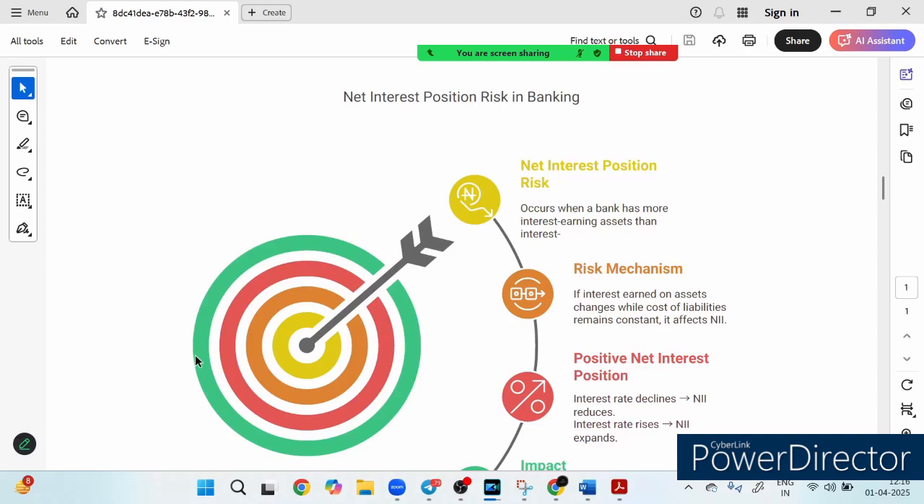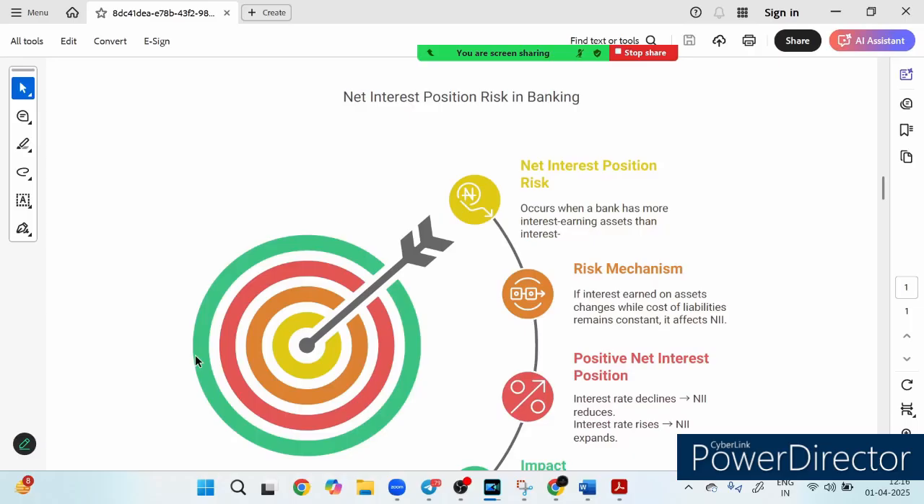That is net interest position risk. What is the meaning of this NIP? Basically, if we talk about the NIP, net interest position risk, have you ever wondered how banks manage their earnings in a world of fluctuating interest rates? So what is NIP? Banks earn interest on loans and investments but pay interest on deposits and borrowings.